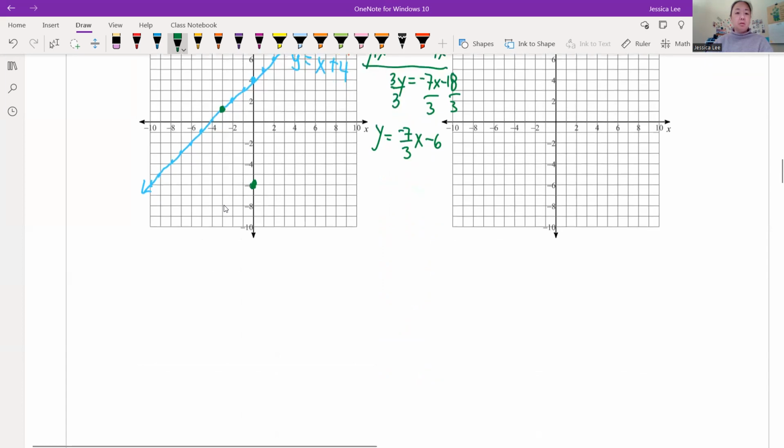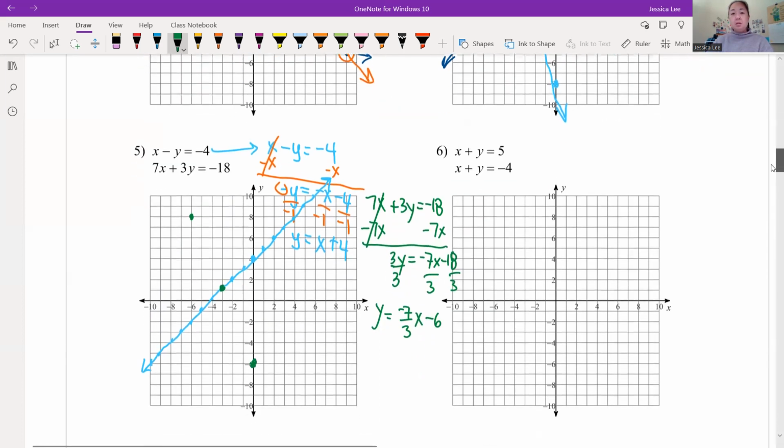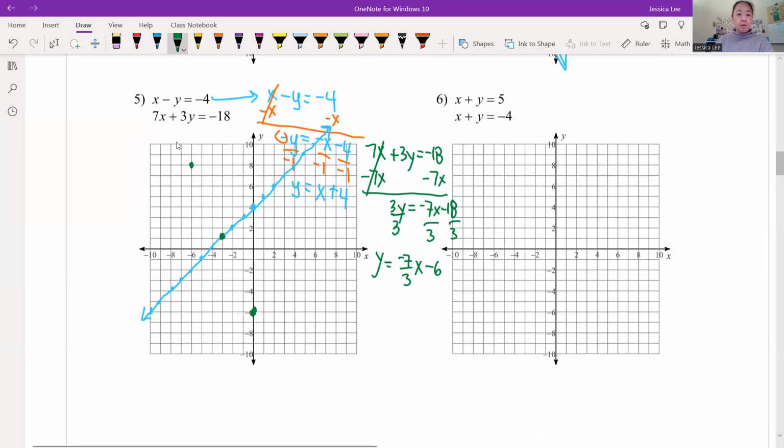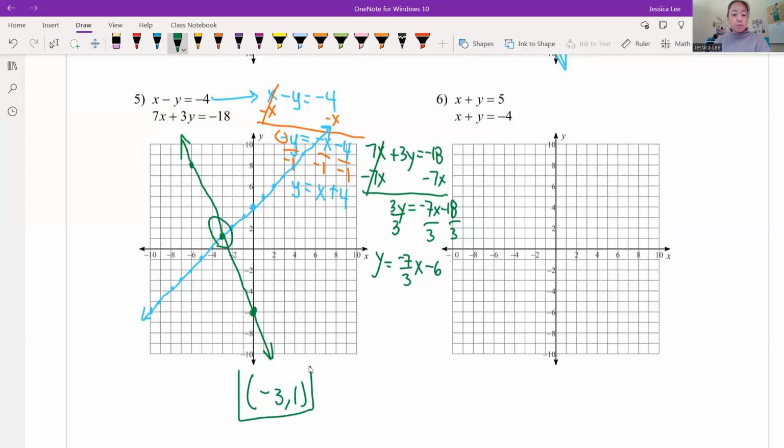All right, we're going to make our little... so we're going to make our line. Oh, that was a bad line. I'm going to try that again. There we go. Just like that. And again, our solution is going to be -3, 1. That is where they meet. This point is a solution for the top and the bottom equation, which means this point is on both of those equations. Okay, both of those lines.